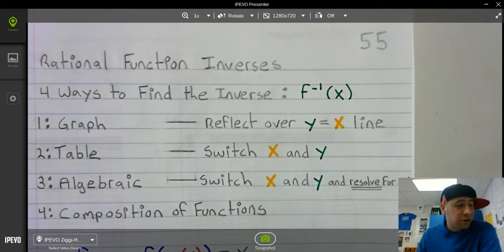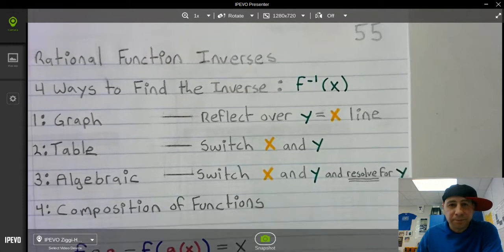Now, we're actually not going to draw the y equals x line, though, because before making this video, I actually worked example 1, and I noticed you wouldn't even see the y equals x line if you graphed. There's asymptotes, there's a graph, there's just too much going on, okay? But if you did, it would reflect over the y equals x line, okay? Number 2, using the table, you switch the x and y.